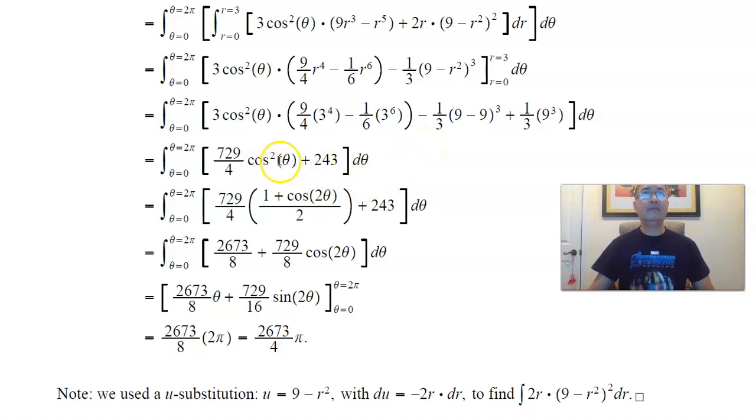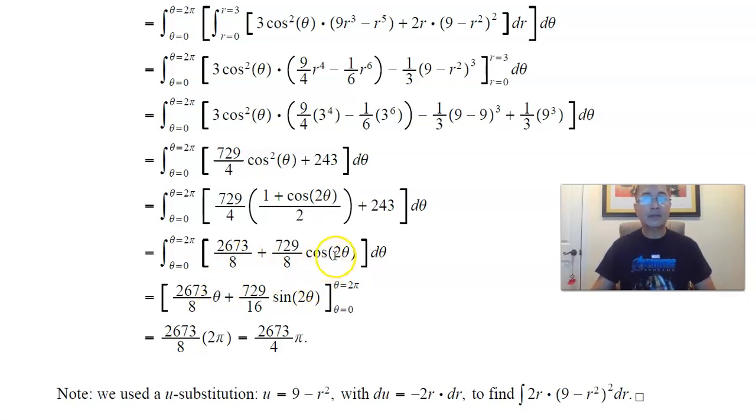Now, power reduction: cosine squared is 1 plus cosine double angle, 2 theta, over 2. We get a fraction here, 729 over 8, and then a 243 outside. I prefer to put them together as a single constant. You might want to just leave them separate and integrate them separately. That's up to you. So we have now for the cosine 2 theta term 729 over 8, theta and cosine 2 theta. We can integrate that very easily and get an extra theta here.